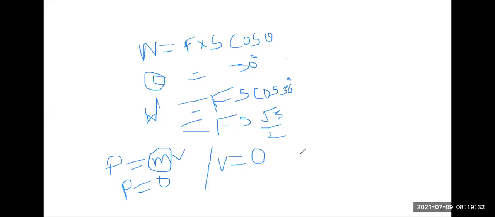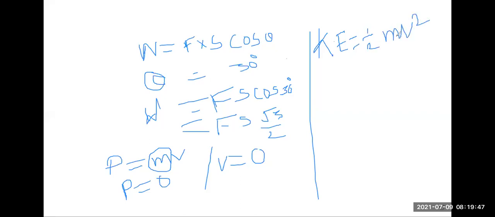Now kinetic energy of the object K. Kinetic energy is equal to half mv square. But we have just seen v is equal to 0. Then half m into 0 square is 0. What will we get for kinetic energy? 0. Understood? So we can say when the object has 0 momentum, its kinetic energy is also 0.